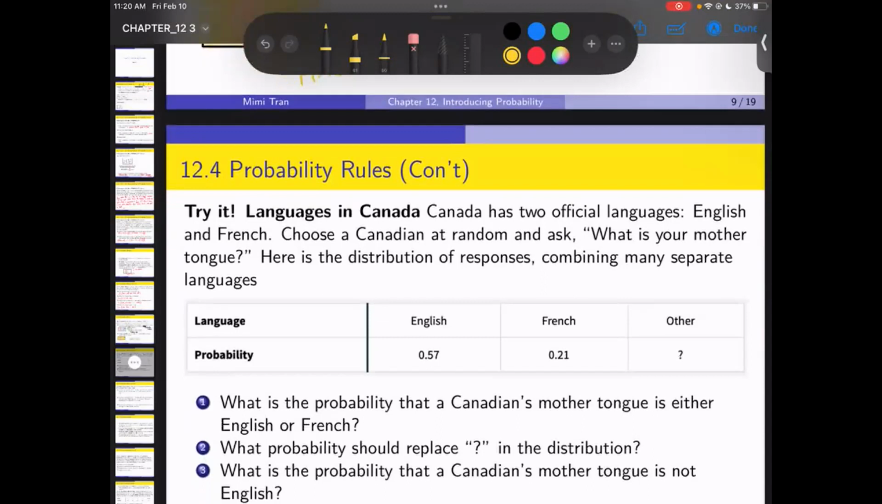Canada has 2 official languages, English and French. I think people in the north speak more French, and people closer to us in the south, more English-wise. Choose a Canadian at random and ask, what is your mother tongue? Mother tongue means that's how they were raised, right? They can speak both though. A lot of them just speak both, but there's a mother tongue.